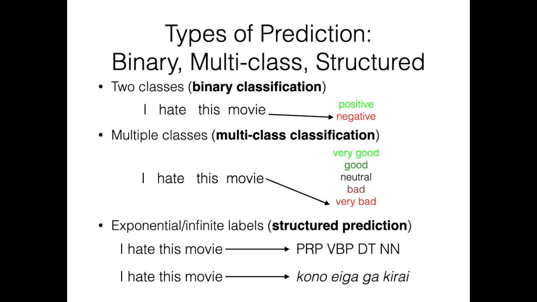If you allow for outputs of unbounded length, then you could even have infinite possibilities. So here's a classic example. You have a sentence, and now you want to assign a part of speech tag to each word in the sentence.